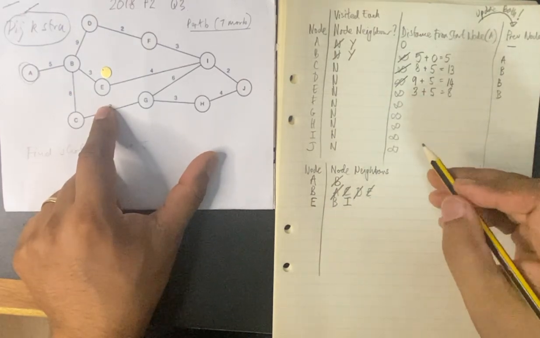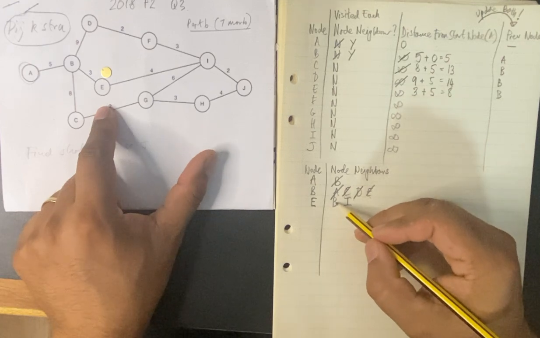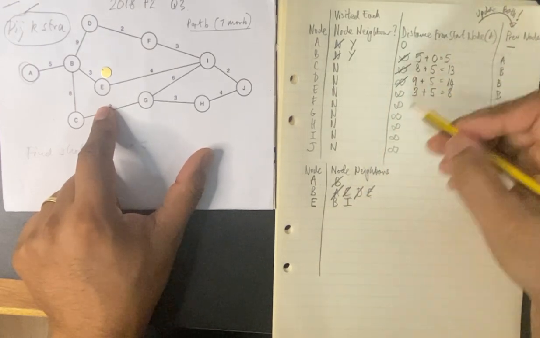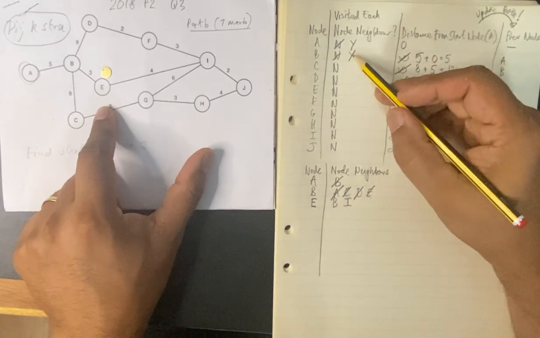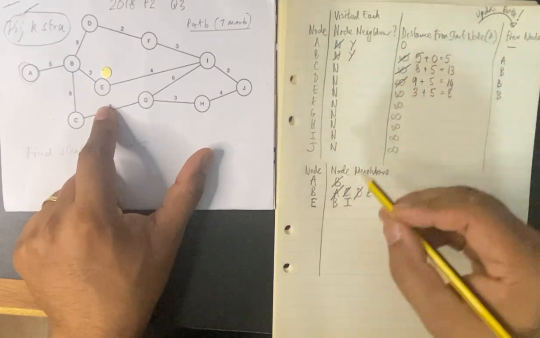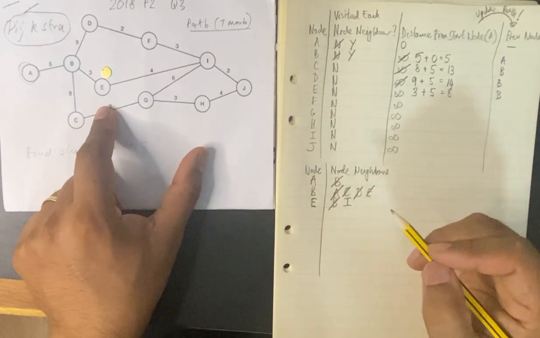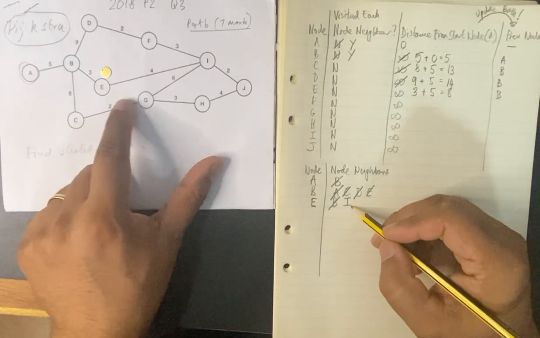Now to process the neighbour B, we need to go to the B row, but we've seen that there's a Y here, so we don't even need to do anything. It's good news, so we just put a line through it. Now we're looking at I.